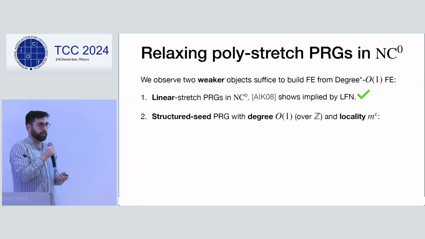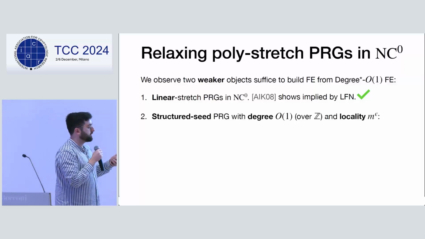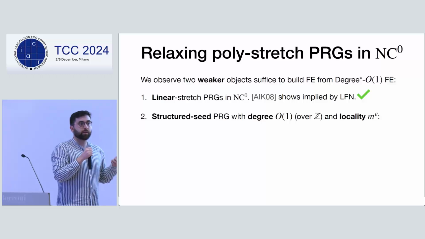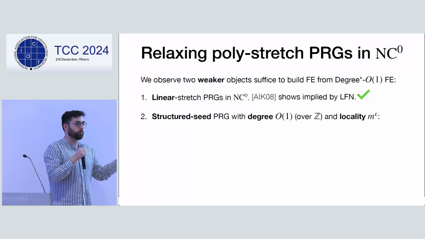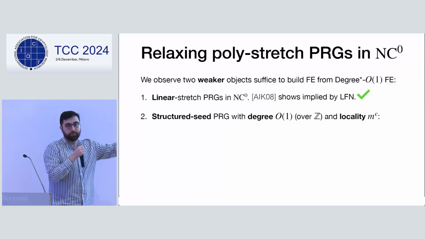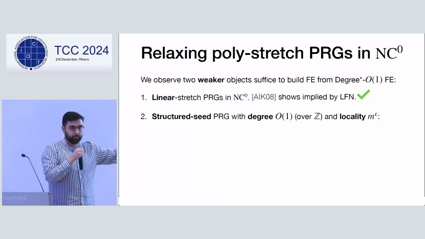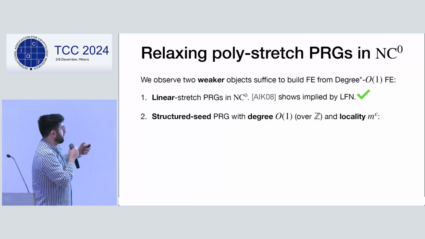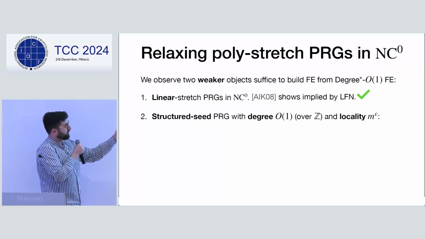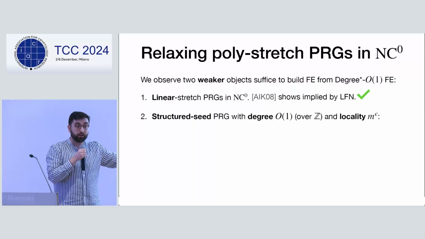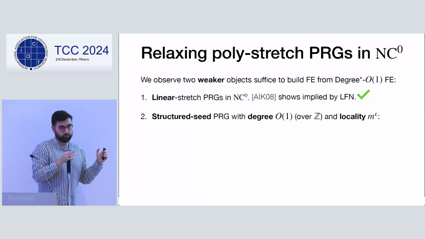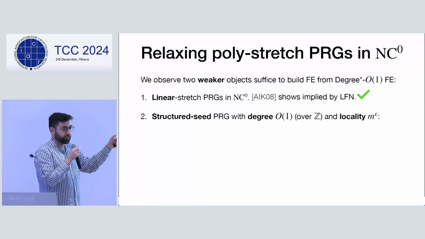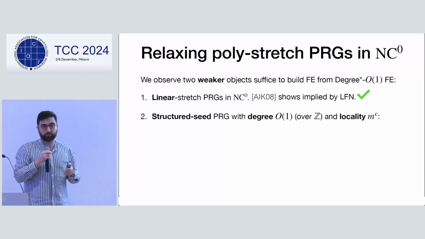The second object we need, we call it a certain structured seed PRG that has constant degree over the integers and some small polynomial locality in m, where m is the output length of the PRG. And I'll be a little bit more explicit about what this means. But I just want to emphasize here that instead of locality O(1), it's now like a polynomial locality. So the locality restriction is much, much weaker, but we still have a strict constant degree over the integers requirement.